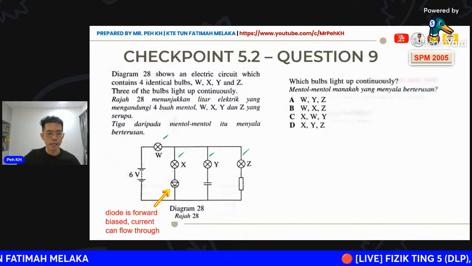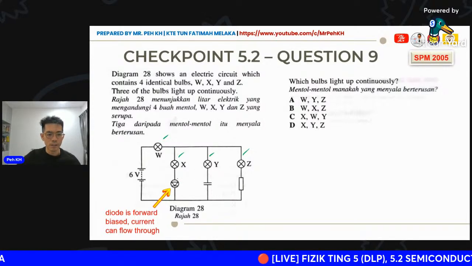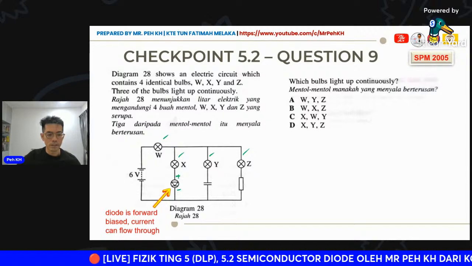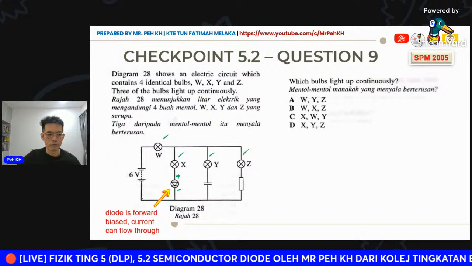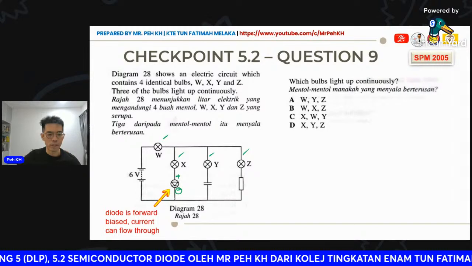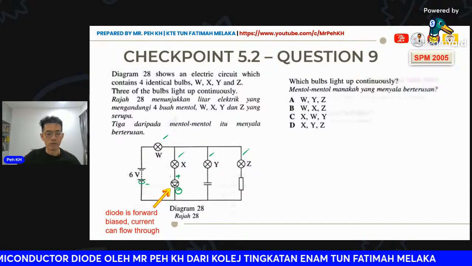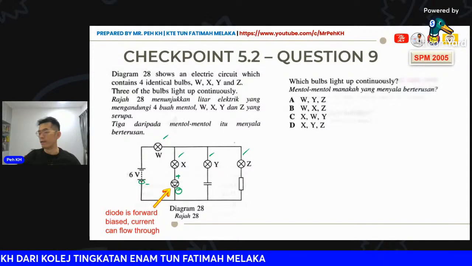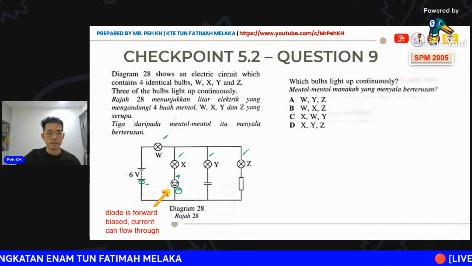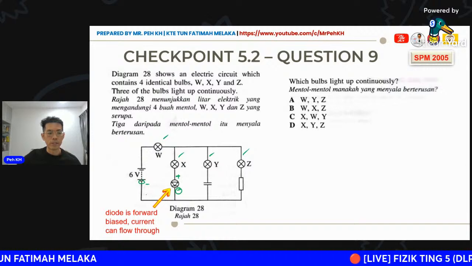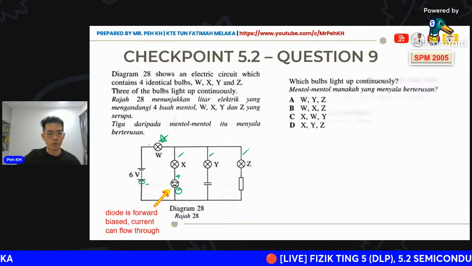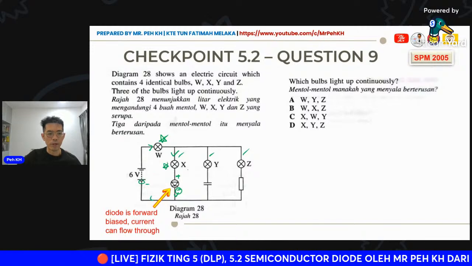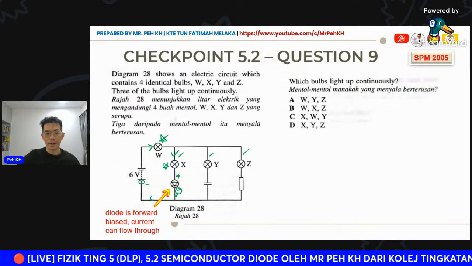Okay, so first the diode, the connection here will be positive, here will be negative. So this is in forward bias, and you see here negative connects to the negative terminal of the battery. So current is able to flow through, right? For the diode circuit here, the current will be able to flow through. So the bulbs W and X will be able to light up.